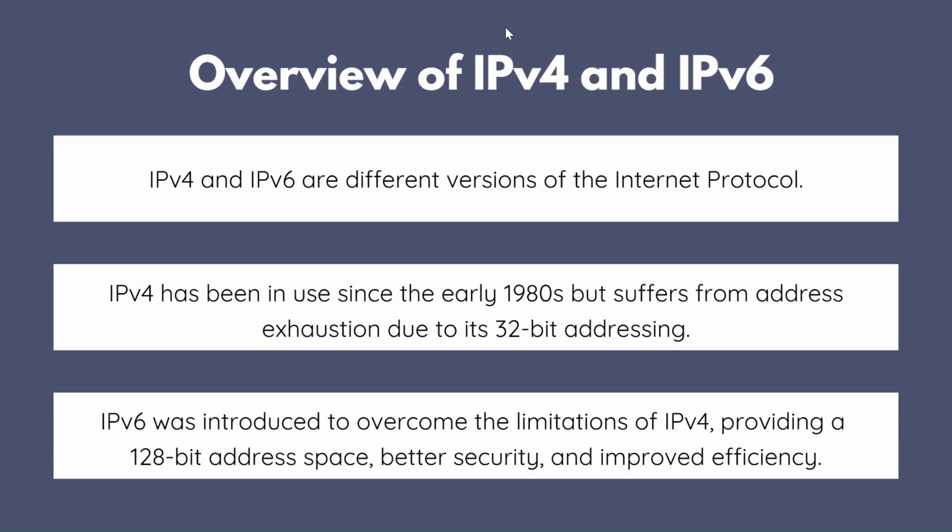Now let us see the overview of IPv4 and IPv6. So IPv4 and IPv6 are versions of internet protocol used to identify devices on a network. IPv4 was introduced in the early 1980s and has been widely used since then. However, due to its limited 32-bit address space, it can only support 4.3 billion unique addresses. To overcome this limitation, IPv6 was introduced, offering a 128-bit address space, significantly increasing the number of possible addresses. Besides the larger address space, IPv6 also provides better security and efficiency.